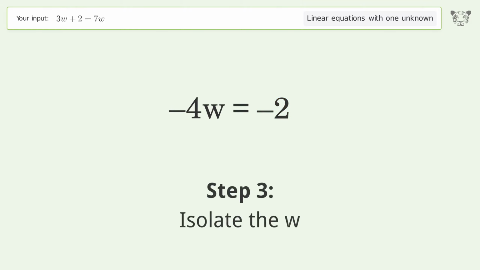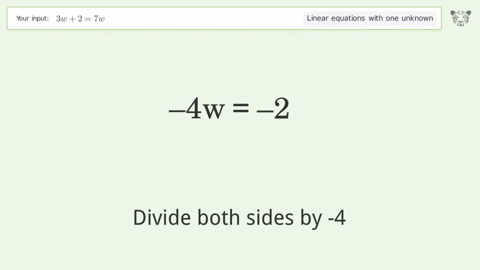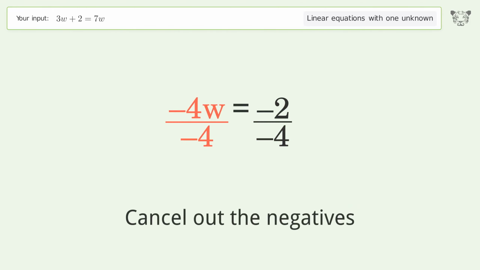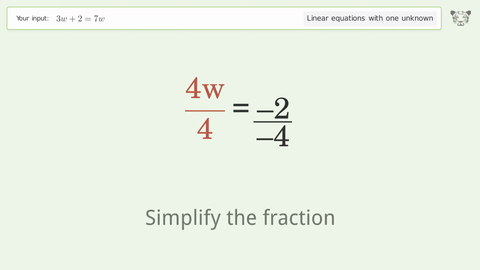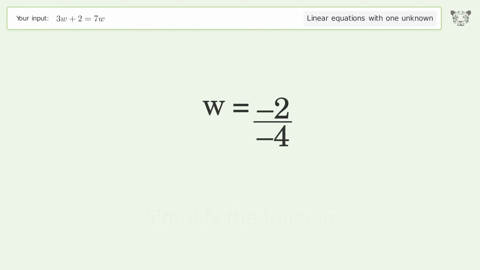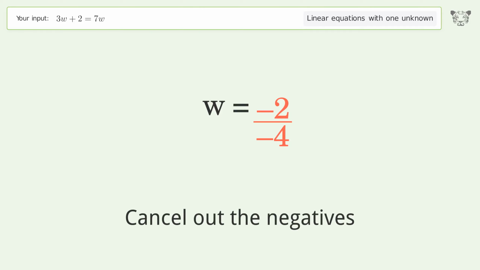Isolate the w. Divide both sides by -4. Cancel out the negatives. Simplify the fraction. Cancel out the negatives.